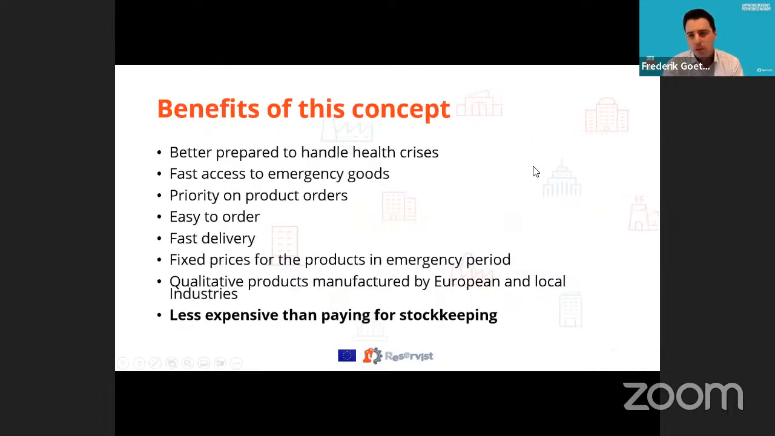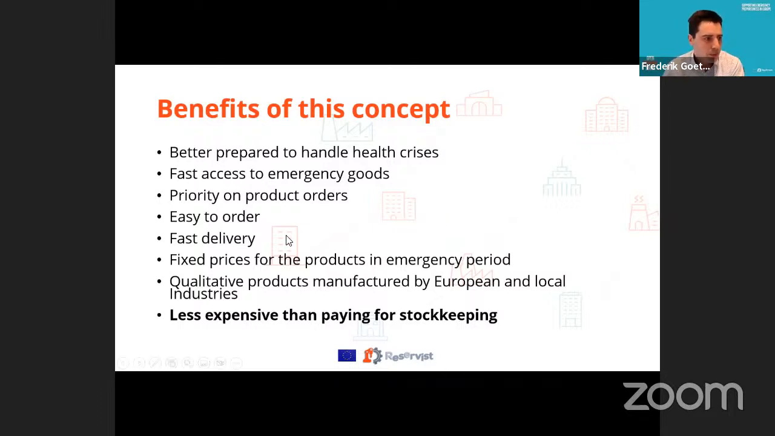So what are the benefits of our concept? First of all, we think we are now better prepared to handle high crises, by the resilience of our industry. So there will be access to emergency goods. We can give it priority if they are ordered by the platform. It's also easy to order them, very fast delivery. And we will also not ask crazy prices because there is a lack or shortage of these products.